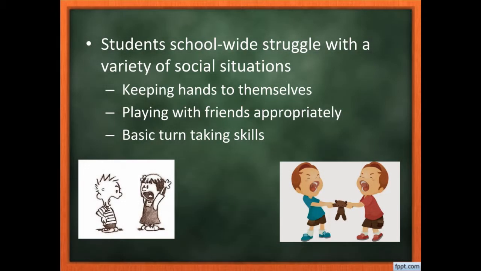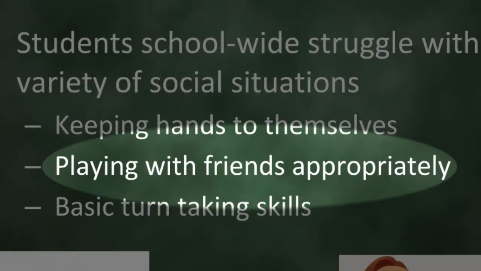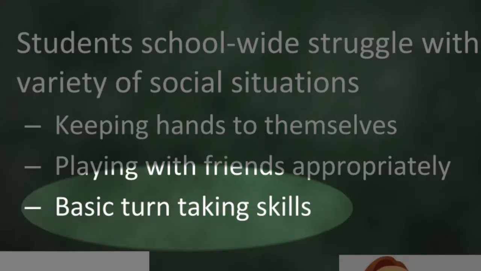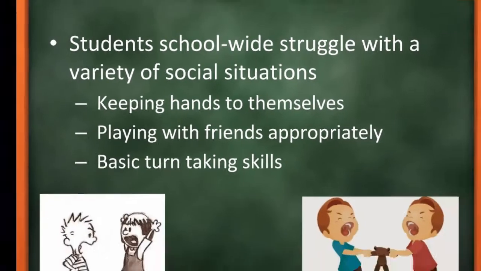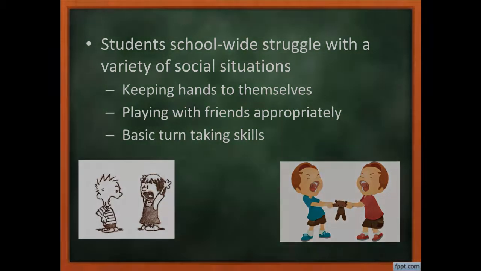There are a variety of social skills with which students struggle. Social skills can be especially difficult during unstructured playtime. Some examples include difficulty keeping their hands to themselves, playing with friends in an appropriate manner, and basic turn-taking skills. The result of poor social skills can be fighting over toys. This can often result in tantrums by one or both of the students involved.